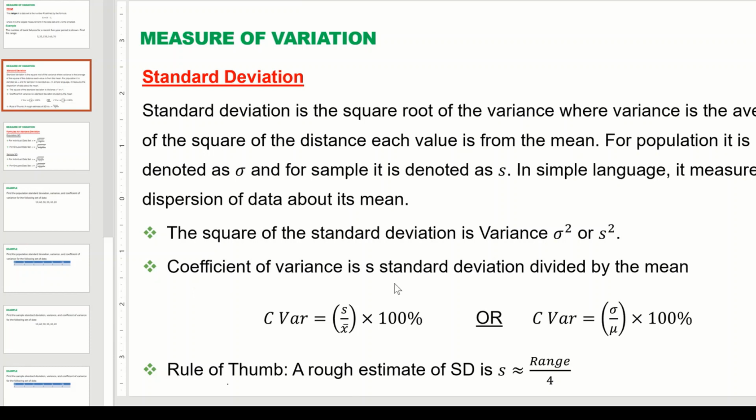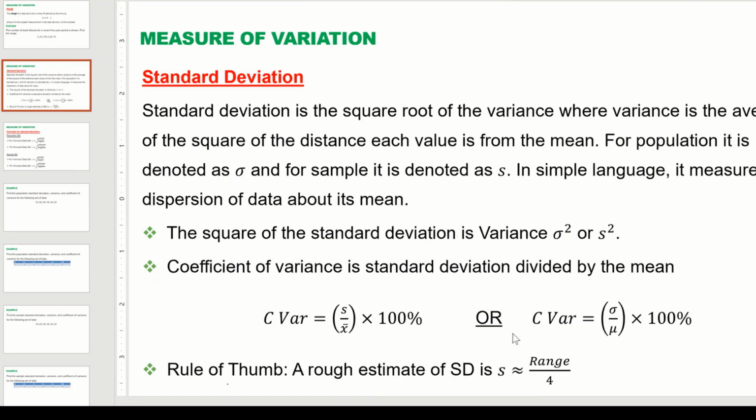Next, the coefficient of variance is the standard deviation divided by the mean. So when you're calculating the coefficient of variance, it is the standard deviation divided by mean times 100%, because it is expressed as a percentage. If it is for the sample, we have lowercase s for the standard deviation and x bar for the mean. And if it is for the population, we have lowercase sigma over mu, the population mean, times 100%.